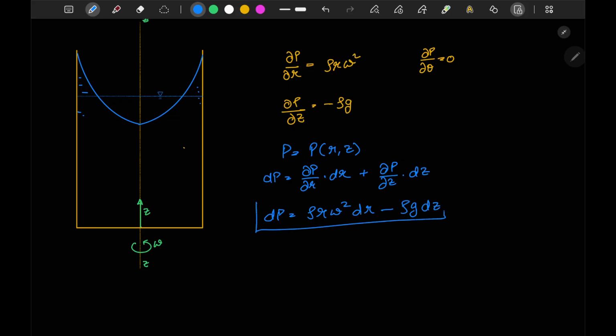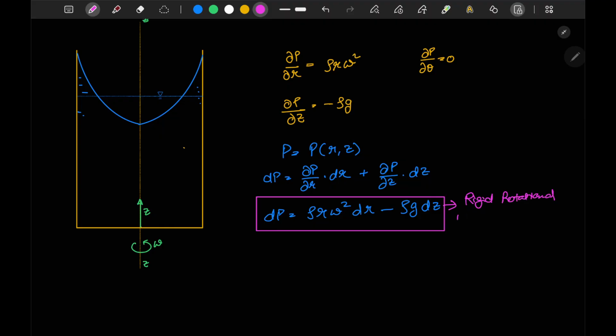So this equation is your rigid rotational motion equation. This is the most important relation, which will be used here frequently.